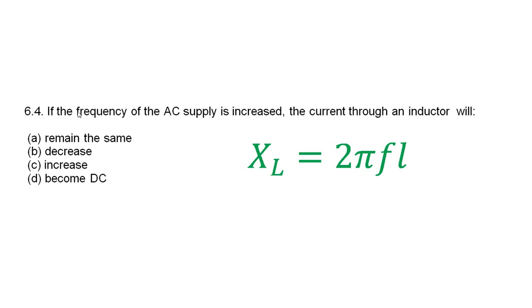So let's have a look at the question again. If the frequency of the AC supply is increased, so F is increasing, the current through the inductor will decrease. The reason is because we've increased the frequency. If you increase F, that increases XL, and XL is an opposition. So if you increase F, that increases XL, and I equals E over XL. So that means that the circuit current, because they're asking us about current here, will decrease.